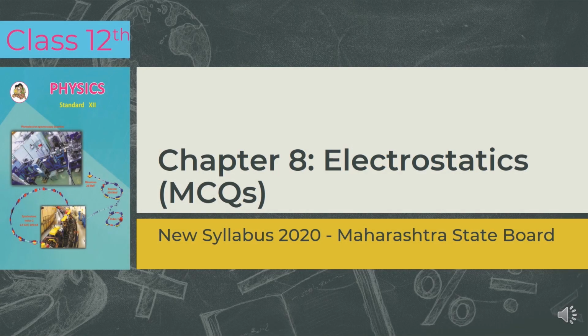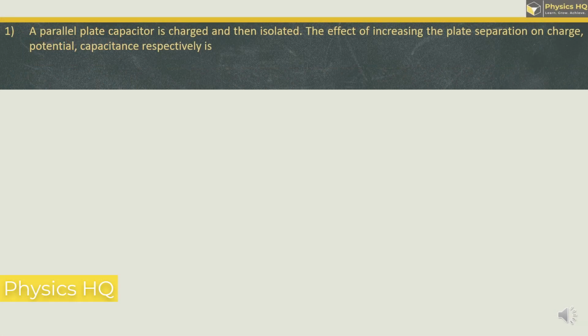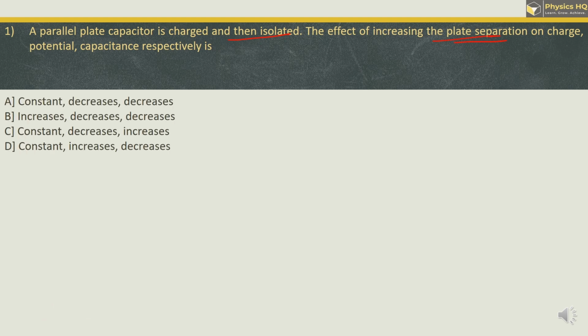Continuing with the class 12 lecture series for solving MCQs and sums, today we'll be covering MCQs of chapter 8, electrostatics. So let us check out the first MCQ. A parallel plate capacitor is charged and then isolated. The effect of increasing the plate separation on charge, potential, capacitance respectively is, these are the options.